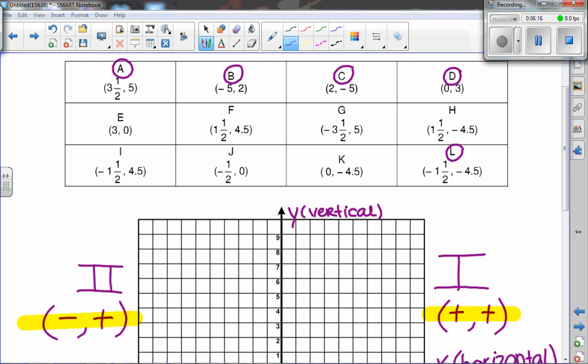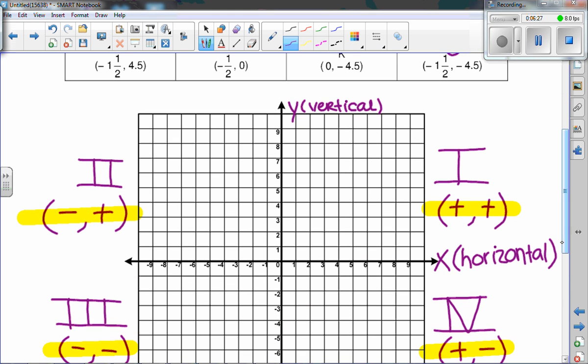All right, let's go ahead and begin plotting these points. Let's look at point A. A is 3.5, 5. So on our x-axis, we're going to go over 1, 2, 3.5. Up from there, 5. 1, 2, 3, and 5, and put a point there. So that is A, and you want to label that point A.